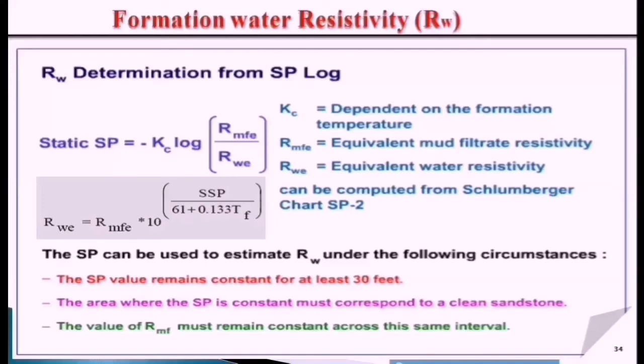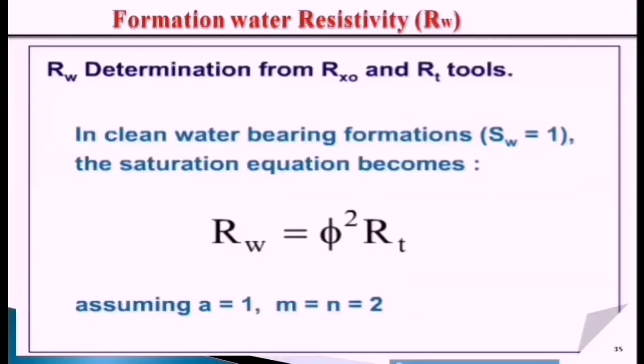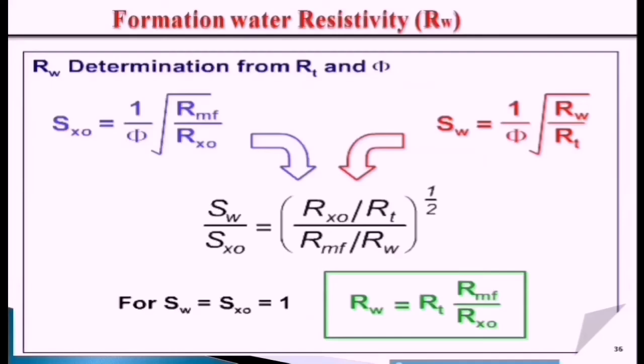So this is the RW determination from the shallow resistivity and deep resistivity tools, including the bearing formation where the water saturation is equal to 1. So where it's full of water, 100% water. The saturation equation becomes RW is equal to porosity to the power M times RT. We are assuming that A is equal to 1 and M is equal to 2 in this equation. So this is the second way to determine the RW.